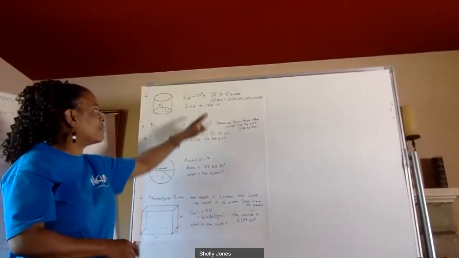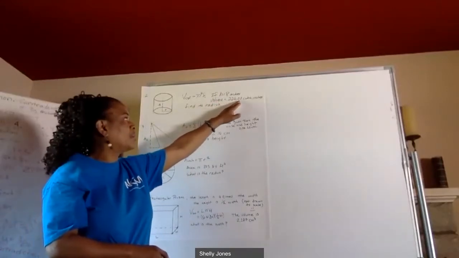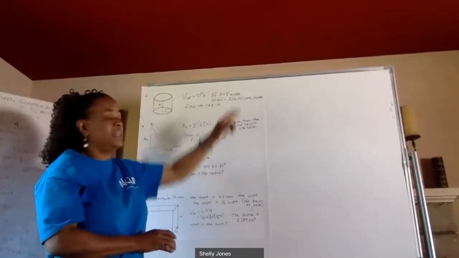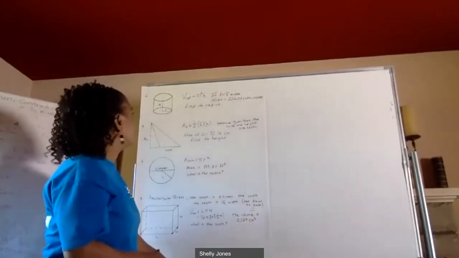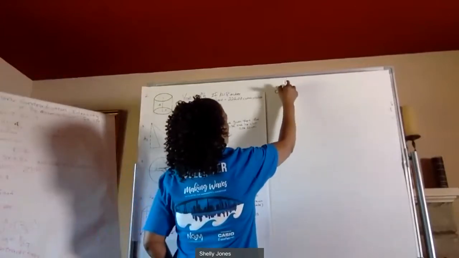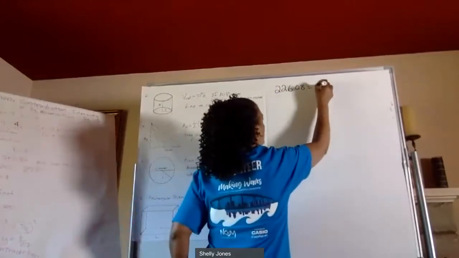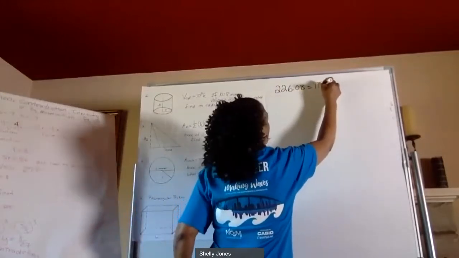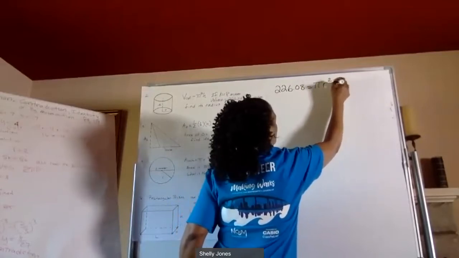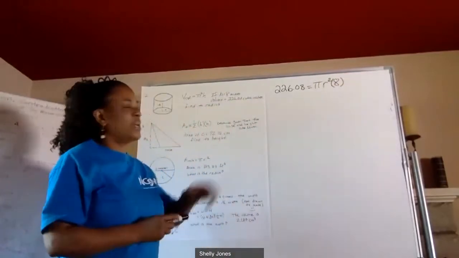It tells us that the volume is 226.08 cubic inches, and that the height is 8 inches. So I have a lot of information here. The volume I know is 226.08 equals pi r, I don't know r, squared, and the height is 8. Okay? So this is the information that's given.